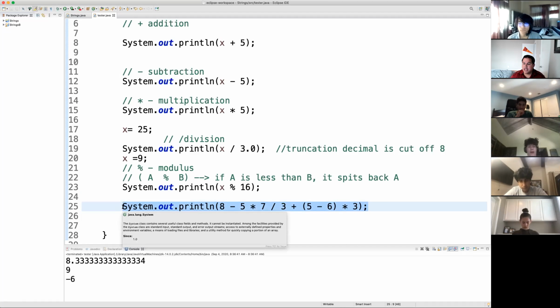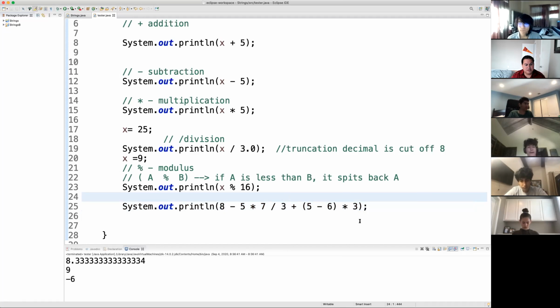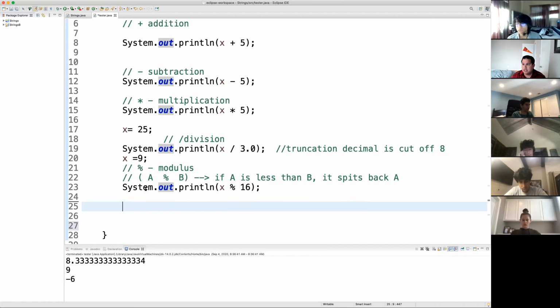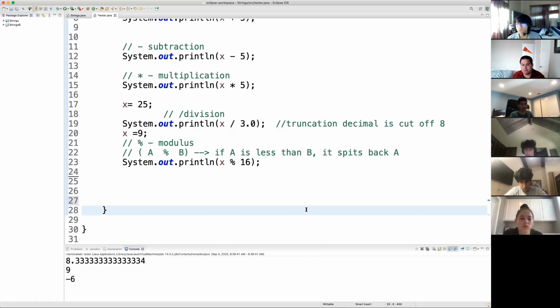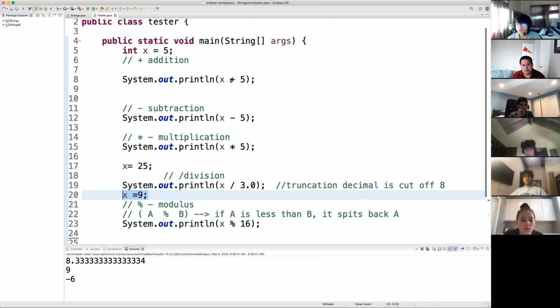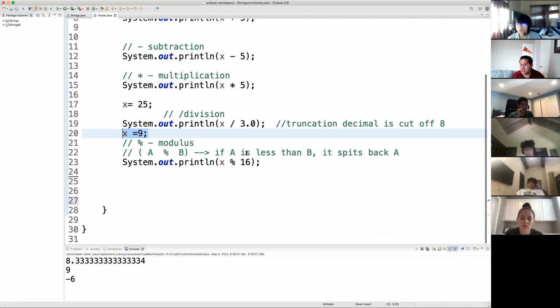Okay, so key thing here. When we were doing X's and stuff like that, did the value of X ever change? In all of these, so forgetting this practice one, I erased this practice one. In all of these, did the value of X ever change? I changed it here, but for example, when I was doing the plus, minus, addition, did it ever change? No. Okay, very good.